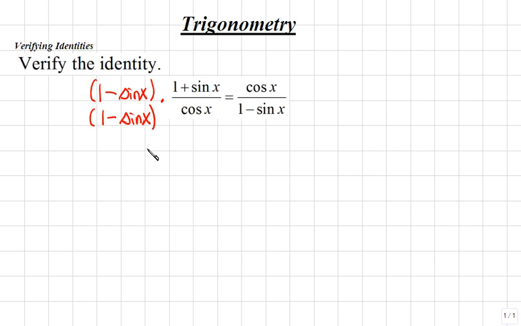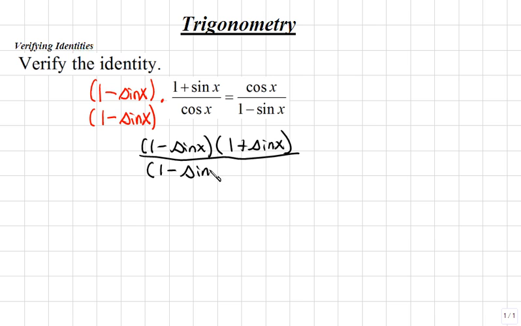So we'll write down our numerator, which will become 1 minus sine of x multiplied by 1 plus sine of x, all over the denominator, which we'll simply write as 1 minus sine of x multiplied by cosine of x. Our right side didn't change, and to verify our identity, at each and every stage we'll continually write our right side again. So the right side will still be cosine of x over 1 minus sine of x.